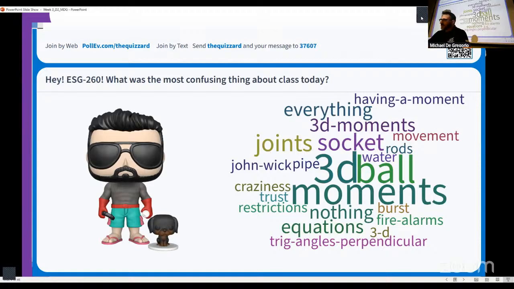So anyway, 3D moments. Yeah, they're a thing, right? So we talked about this a little bit last class. I know it's confusing. The more that we see it, the less mystic it becomes, I hope. So really, what is it? Well, a moment is just a measure of how much rotation or torque we have in a system around a certain point, or an axis. And in this case, we can treat it like a vector, right?